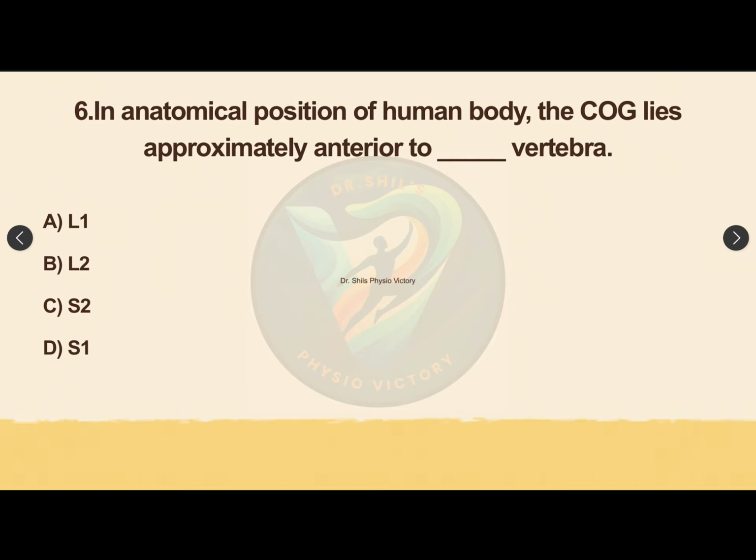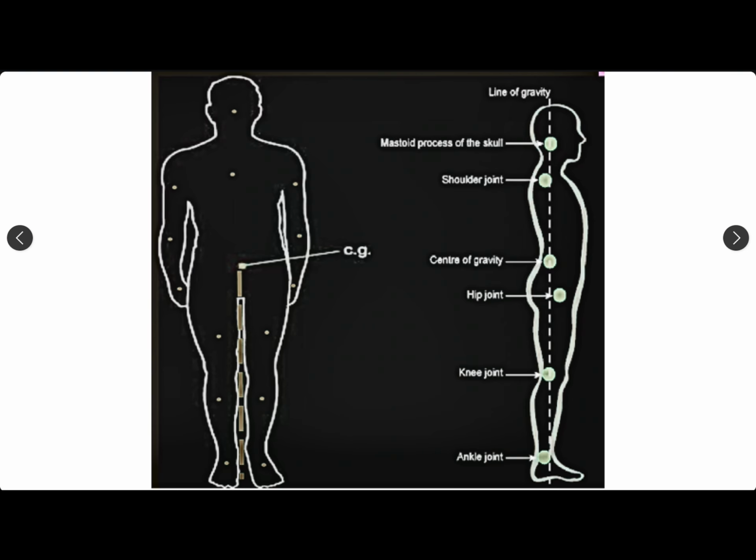Next, come to question number 6. In the anatomical position of the human body, the COG lies approximately anterior to dash vertebra. So the correct answer is S2 vertebra. It's a very easy question, but it's a very important question frequently asked in different entrance exams. Next question is center of gravity.